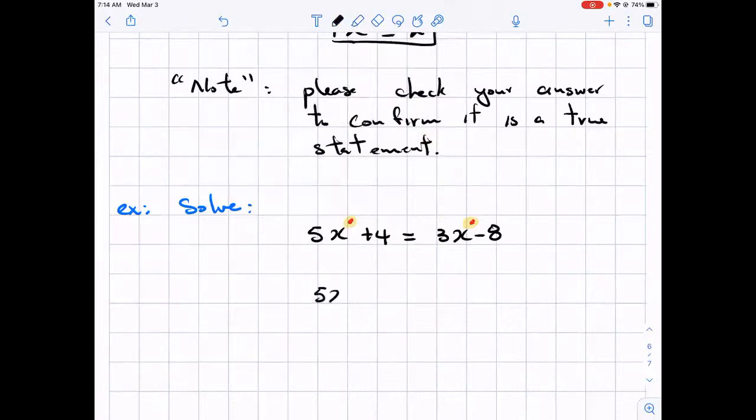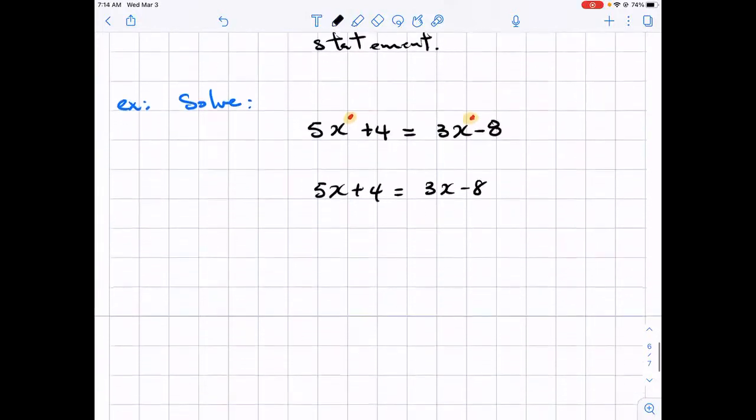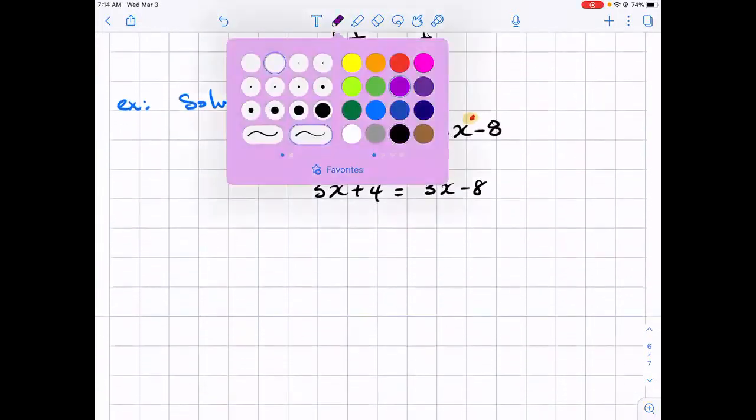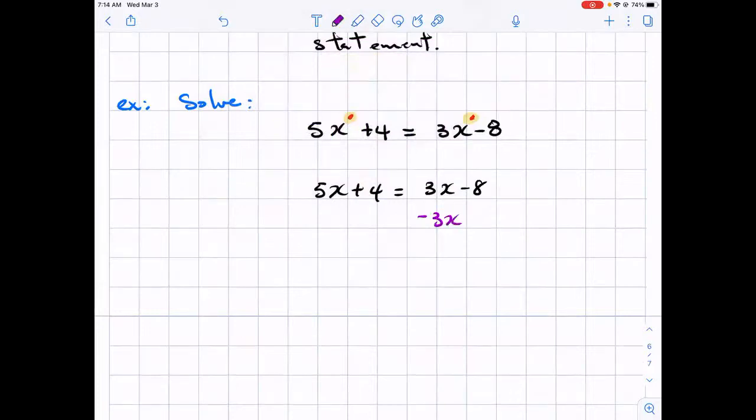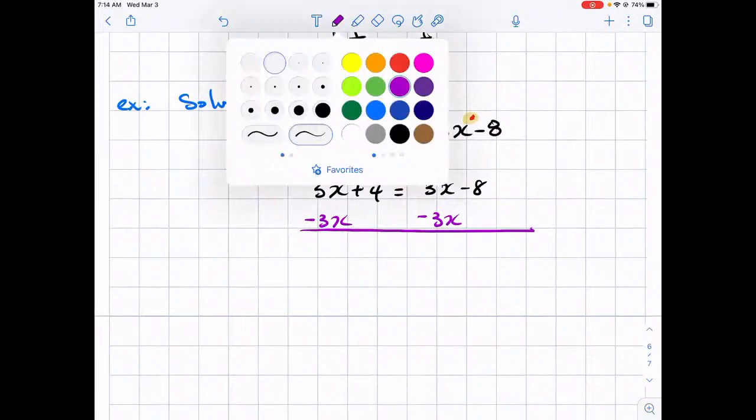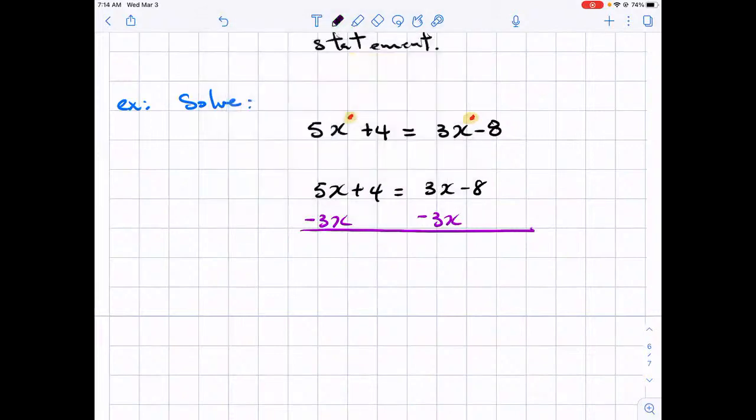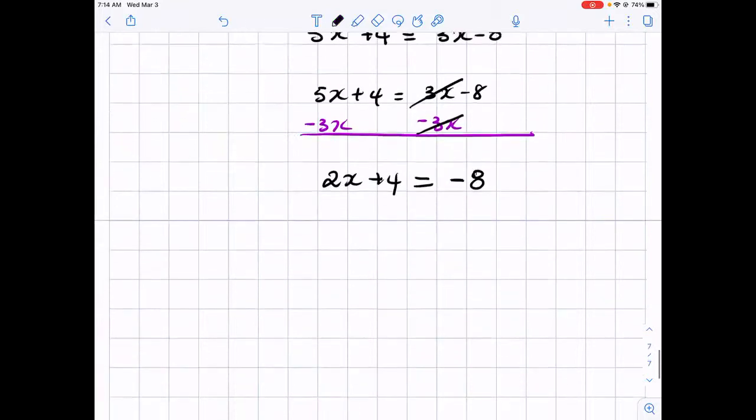We have 5x plus 4 is equal to 3x minus 8. I always like to start off with moving the smaller x values first. So I'm going to minus 3x on both sides. And if I do this, 5x minus 3x becomes 2x, plus 4 equals the plus 3x and the minus 3x go to 0, and that leaves me with minus 8 on the right side.